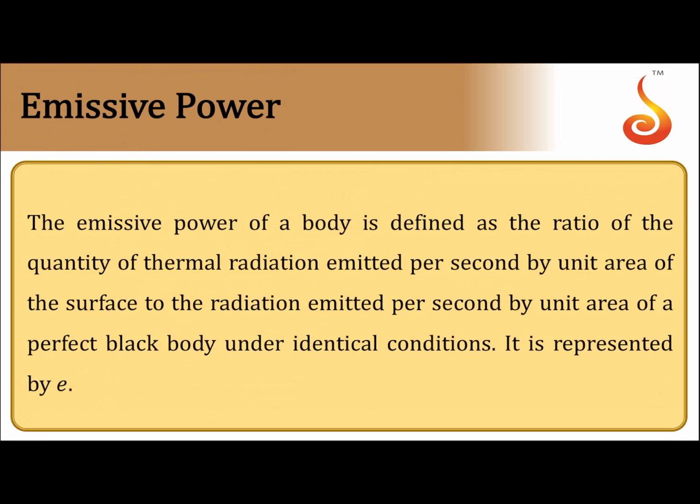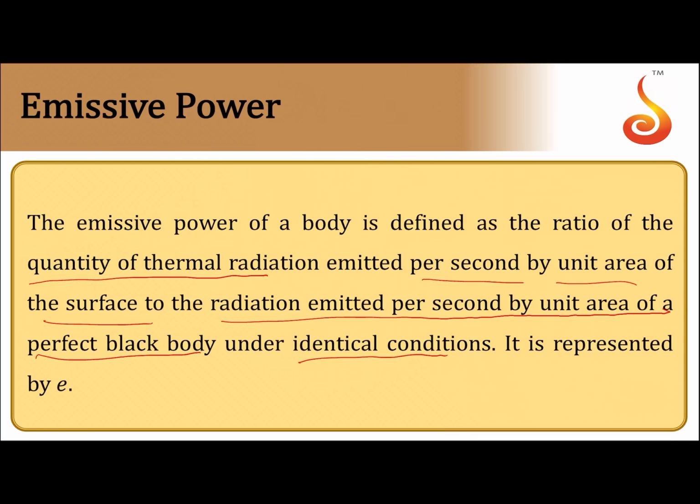Then coming to the concept of emissive power, emissive power of a body is defined as the ratio of the quantity of thermal radiation emitted per second by unit area of the surface to the radiation emitted per second by unit area of a perfect black body. So if you take the ratio of radiation emitted per unit area per unit time of a body to that of a perfect black body under identical conditions, that means under the same temperature, then the ratio is called emissive power. It is denoted by E.